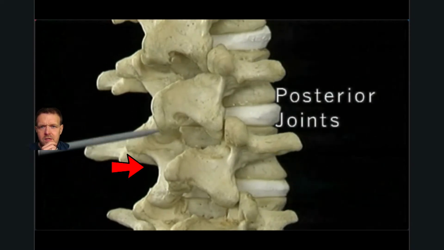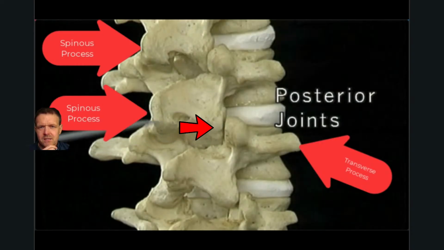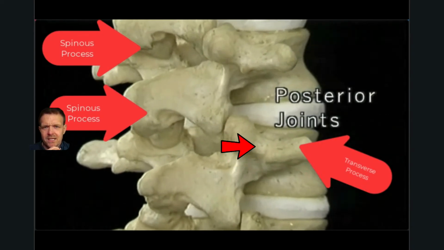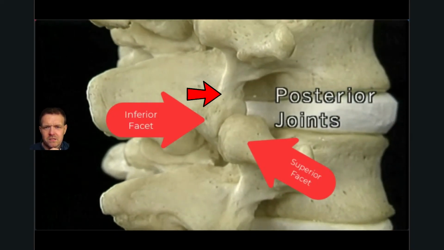Here we go. So there's your spinous process. These are the facet joints at the back, zygapophyseal joints, transverse process. And as I spin around, let me just pause that there. Here we go. So this is the area we're interested in. This is where the nerve roots emerge from. Okay, so just from here.